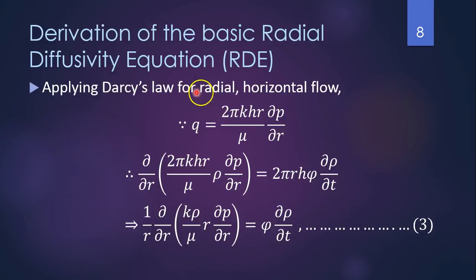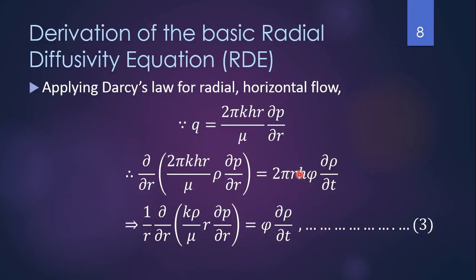Now applying the Darcy law for radial horizontal flow, q is equal to 2π k h r upon μ ∂p/∂r. We will substitute this in the previous equation. So ∂/∂r of 2π k h r by μ ρ ∂p/∂r is equal to 2π r h φ ∂ρ/∂t. We can see 2π h remains constant, so 2π h is cancelled out.